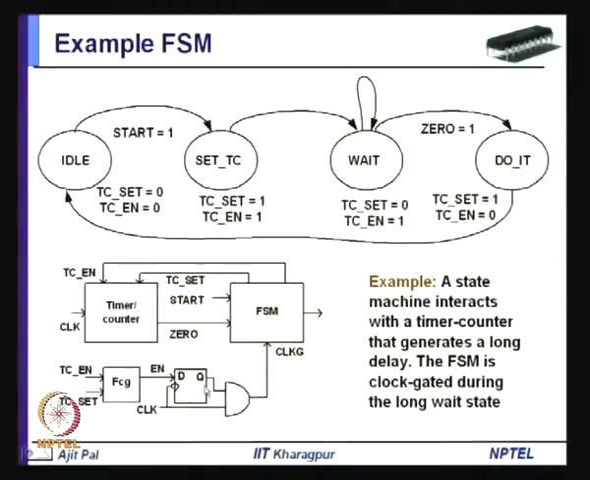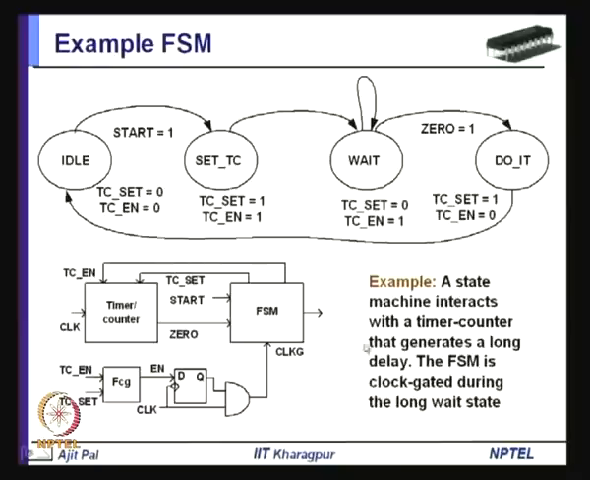You can see the clock gating signal is generated with the help of a hardware FCZ, which identifies the condition. That means, when the TC set is 0 and TC enable is 1. So, that is why, with the help of these two signals, TC enable and TC set, an enable signal is generated, and that is loaded into this clock gating hardware, and this clock is not applied to the FSM unless the enable signal comes here.